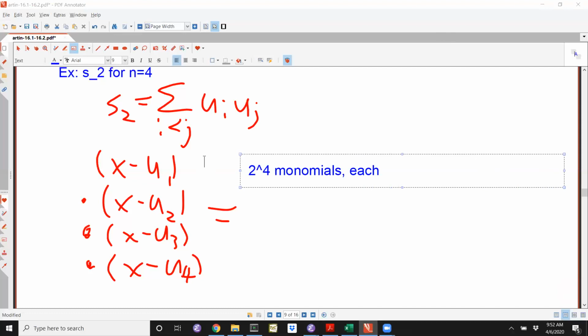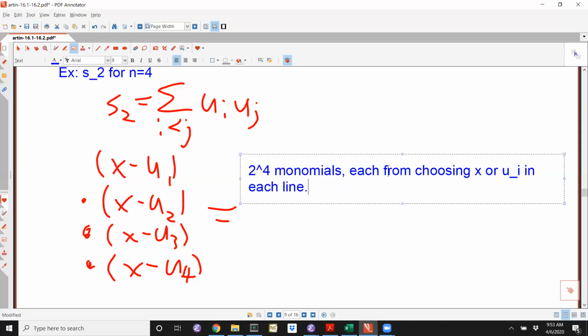What happens? The reason that's so difficult is that it's all about stories. When you have somebody solve a balls and boxes problem, you always want to ask them, what is the story that you're telling? And the story is that when you multiply these 4 linear polynomials together, you get 16 monomials, each from choosing x or u sub i in each of these 4 lines, right?